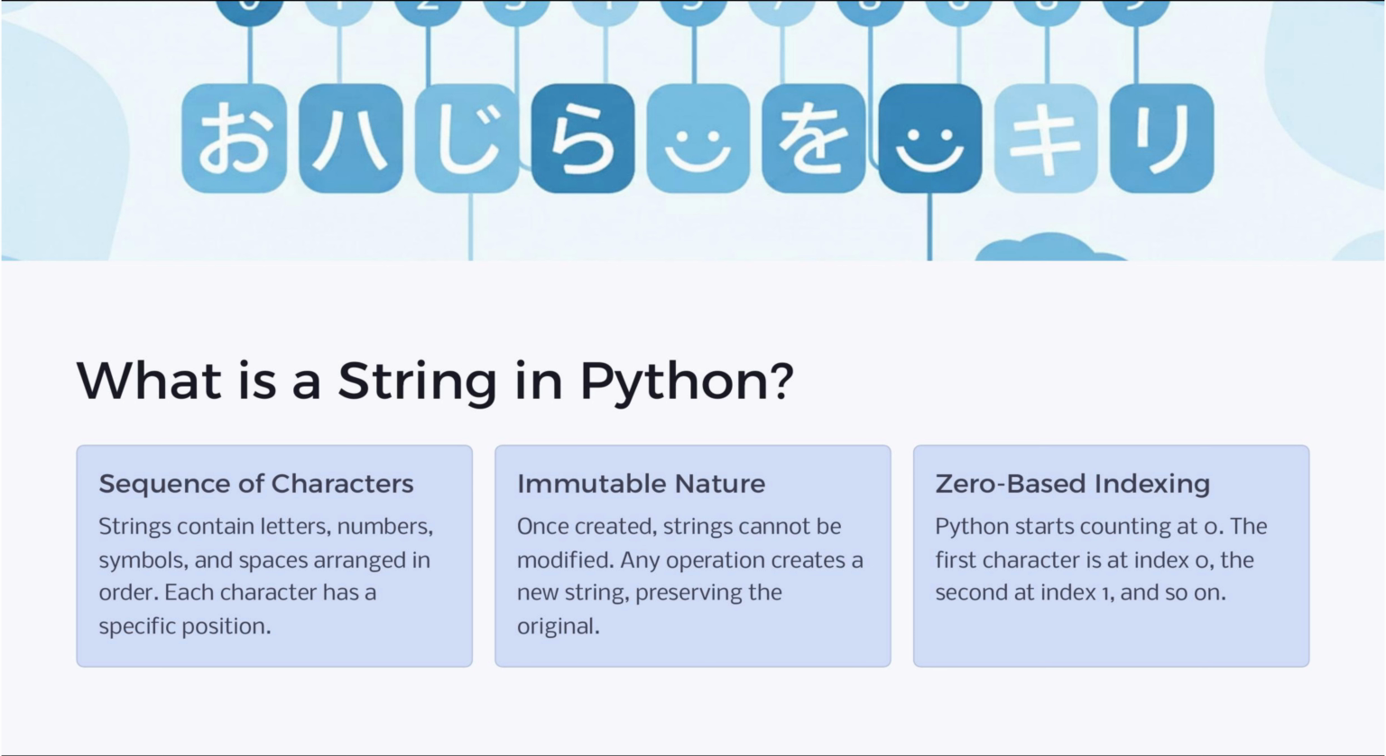In Python, a string is a sequence of characters, including letters, numbers, symbols, and spaces, each with a specific position. Strings are immutable, meaning any modification results in a new string, leaving the original unchanged. Python uses zero-based indexing, so the first character is at index 0, the second at index 1, and so forth.